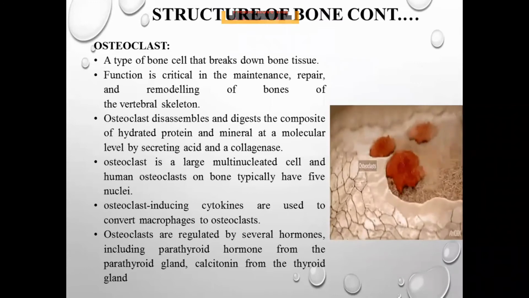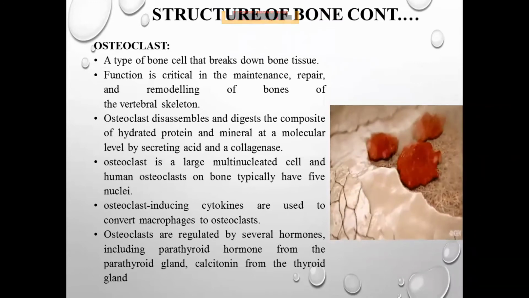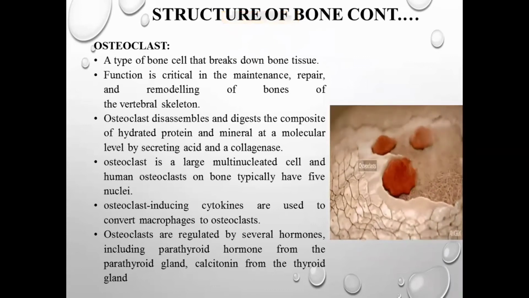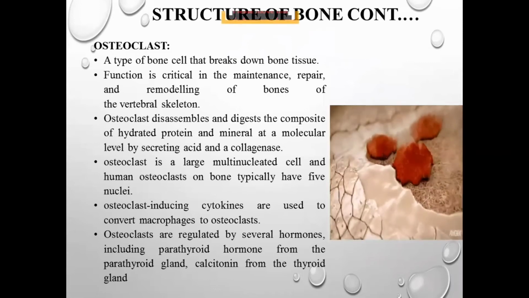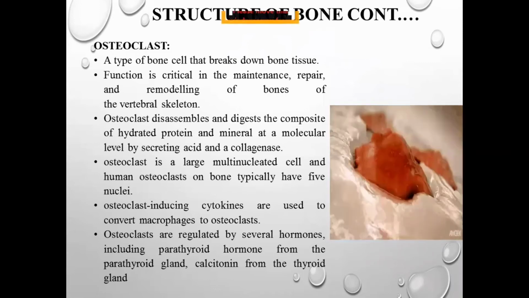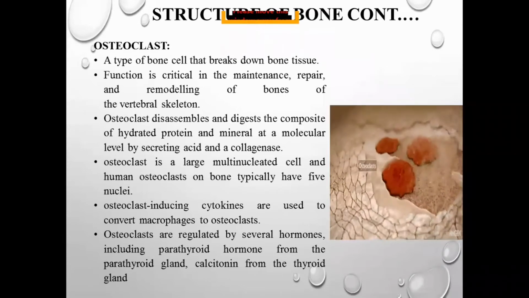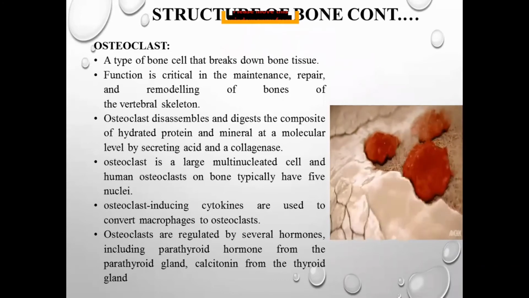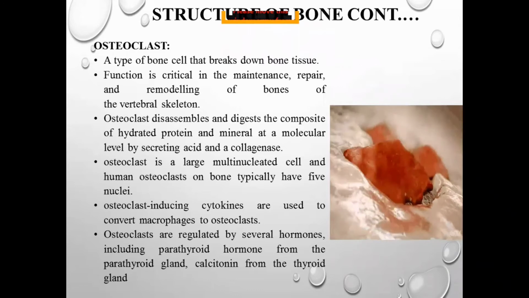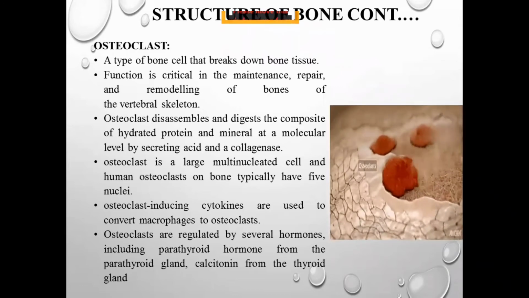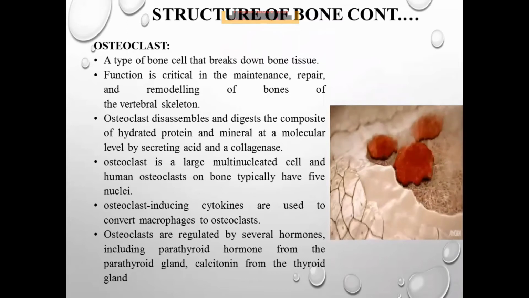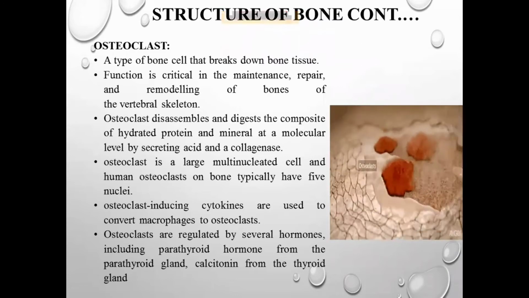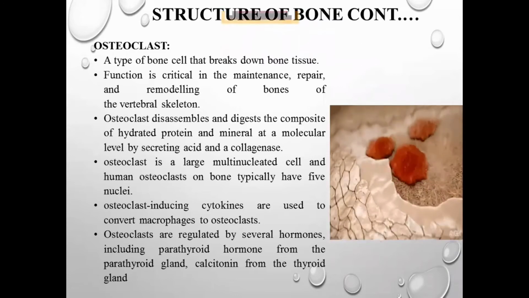The osteoclast is a large multinucleated cell. So this is a difference between an osteoblast and osteoclast. A human osteoclast on the bone typically has 5 nuclei. Sometimes it might vary to 10 or more than that, but minimum in human it is going to have 5 nuclei inside the cell. Cytokines are used to convert the macrophage to osteoclast. Macrophage engulfs the surface and is going to convert into osteoclast with the help of an osteoclast cytokine.